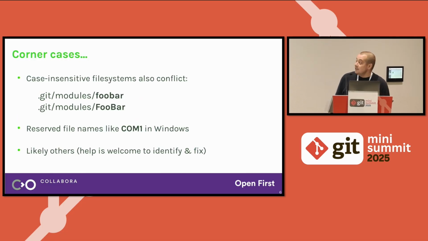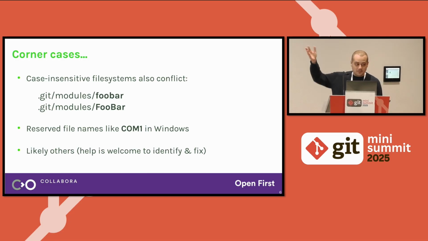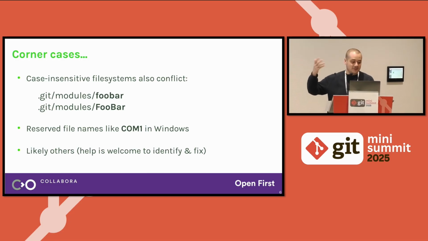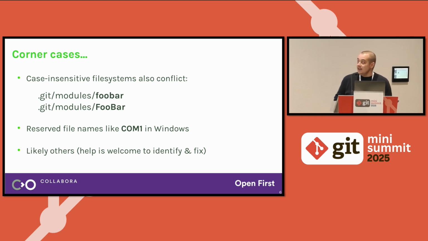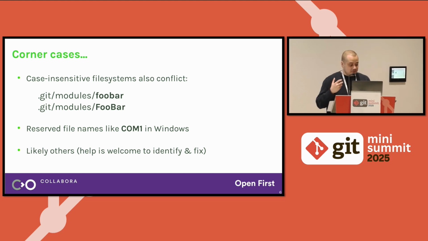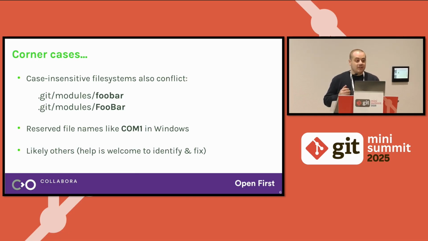Now, there are corner cases here, because conflicts also happen in case-insensitive file systems. If you have something like foobar and foobar with caps, then you will get a conflict. Or you might have problems with reserved file names, something Patrick also touched upon. So my patch also tries to fix that, right? And likely there are even more corner cases than those.